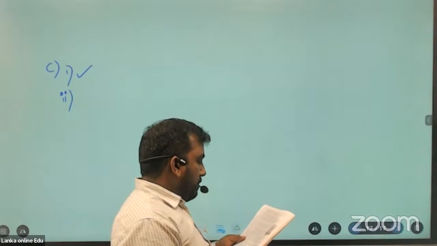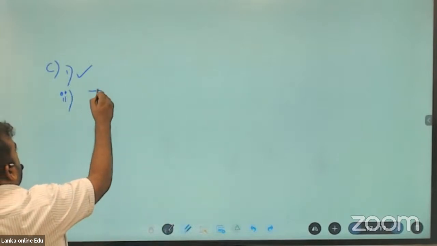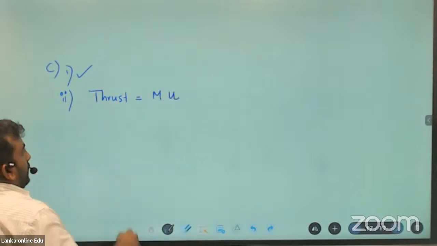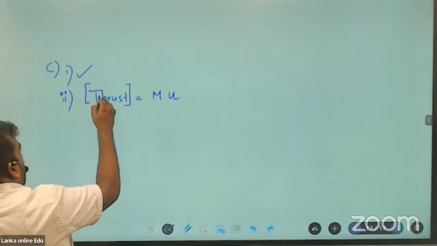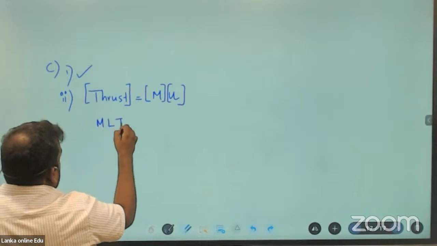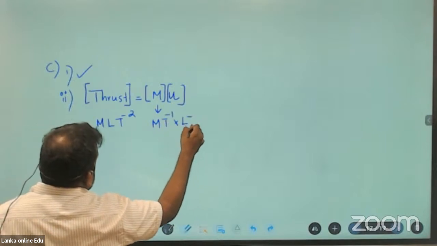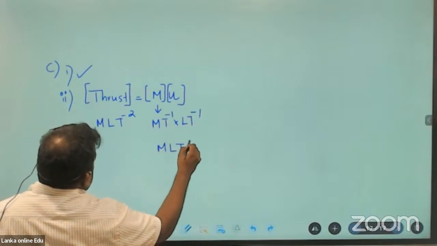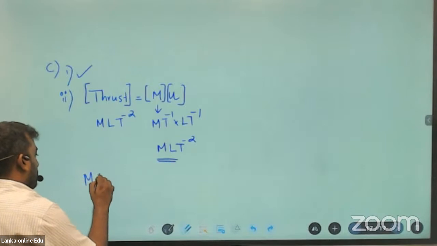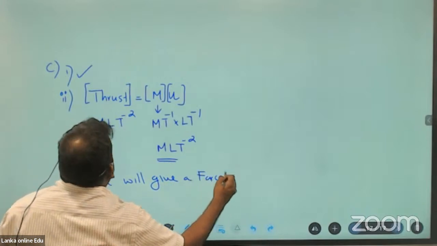Roman 2. If the rate of combustion is capital M, exit velocity U, show that the thrust force on the rocket is mu. So thrust is equal to mu. Mathematically, there is no need to prove it, but if you want, you can show this in dimensions. Thrust is a force, MLT^-2. Here, rate in which it's burned is MT^-1 into LT^-1. Simplify it, MLT^-2. So thrust is equal to a force. So mu will give a force. Okay.